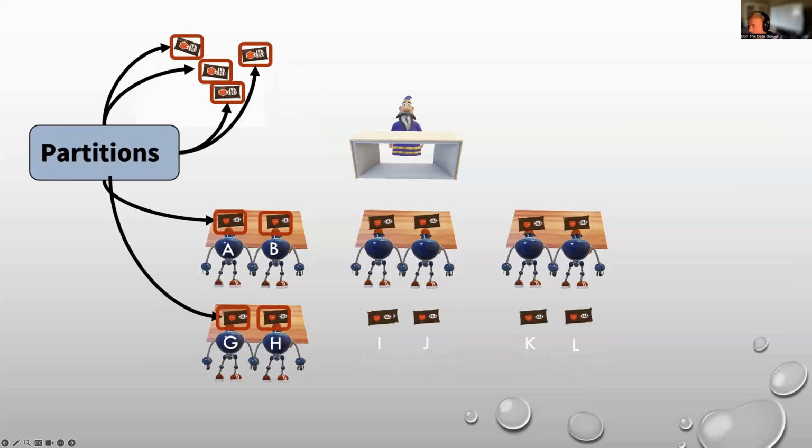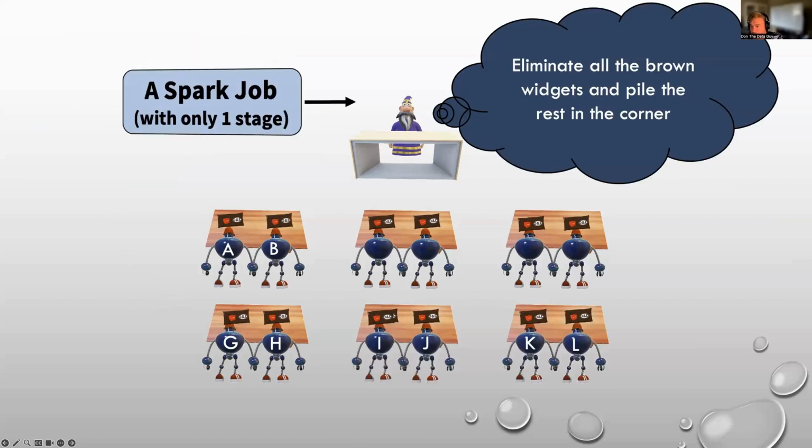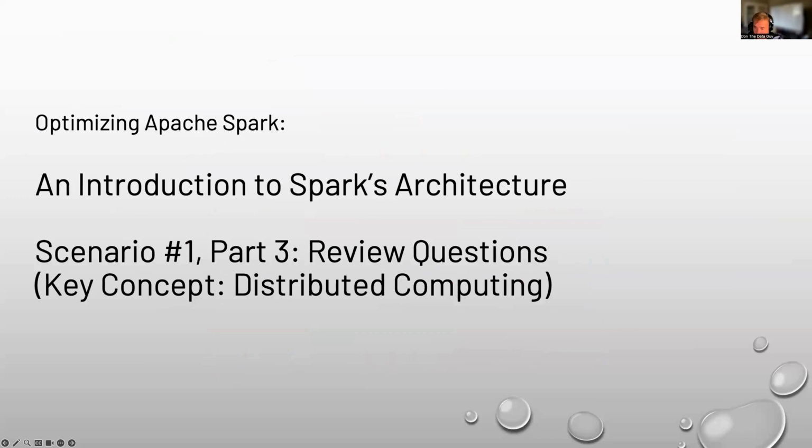This, of course, goes to partitions. As I was speaking of earlier, ideally, we want to partition our data to go grab our data in such a way that it can be evenly distributed across our cluster. All of this comes together to be a Spark job. In this case, we'll say with a very simplistic stage. And this is your instruction. Go eliminate all brown widgets and pile the rest of them in a corner, kind of what we saw earlier.